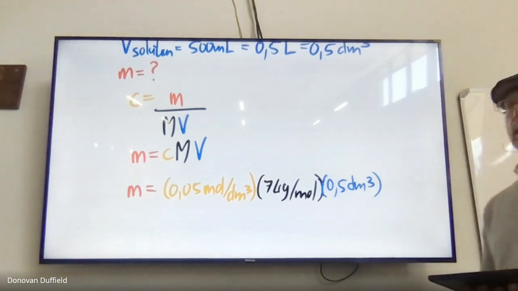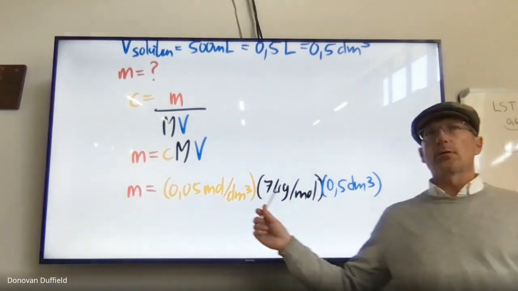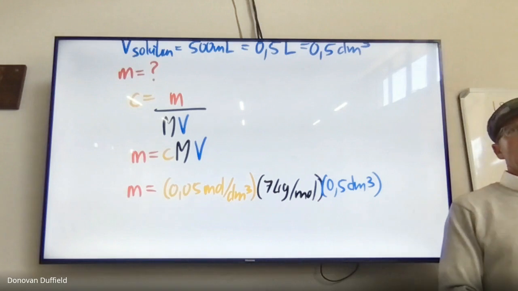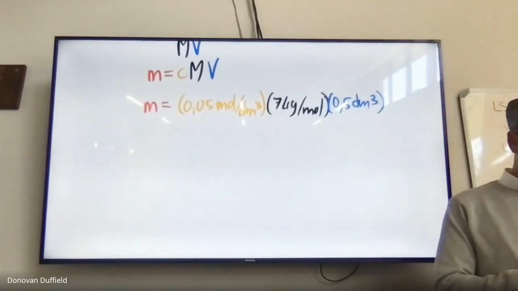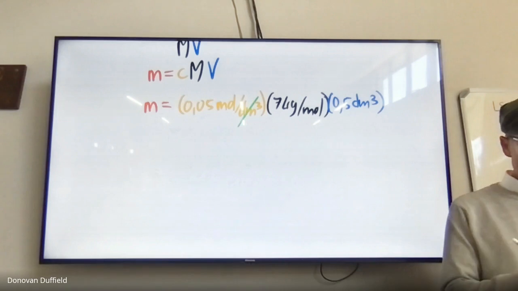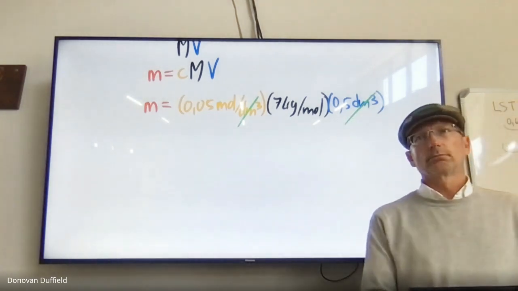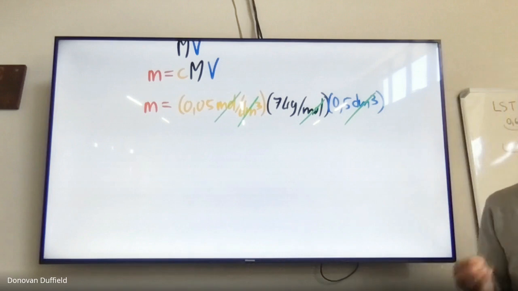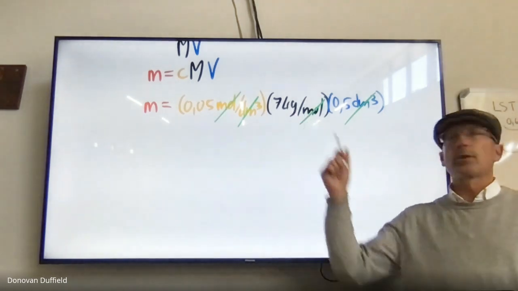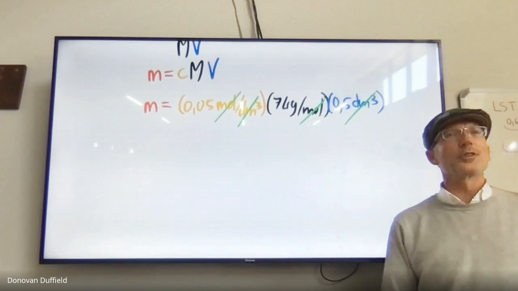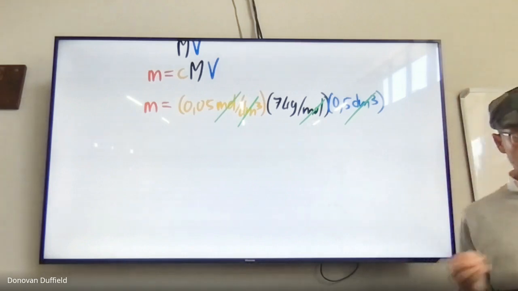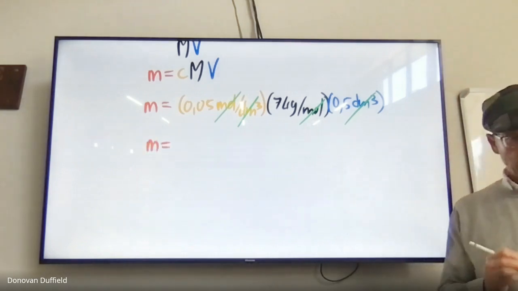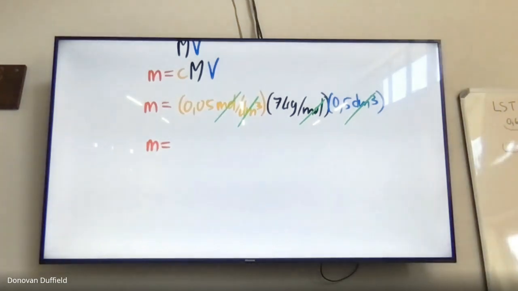Now, in NSC, you do not need to write the units in your substitution. But I like to, because I want to show you something. Can you see the cubic decimeter and the cubic decimeter cancel? Can you see the mole and the mole cancel? You'll end up with grams, and that's the right thing. So you know you're using the right values, the right quantities. So your mass in grams, 74 times 0.05 times 0.5 gives you 1,85 grams.